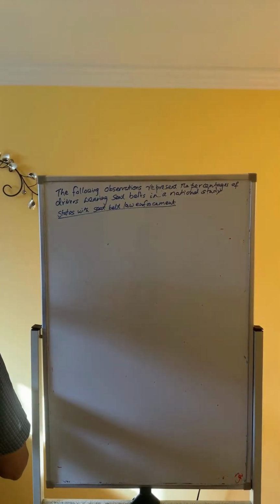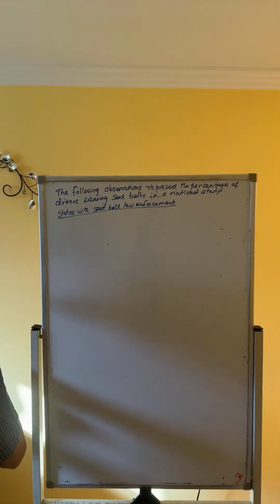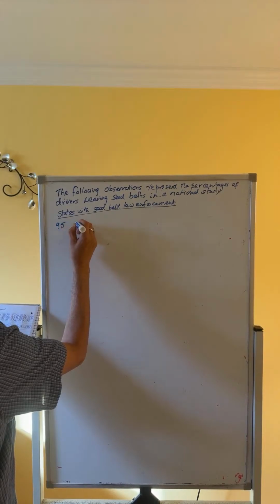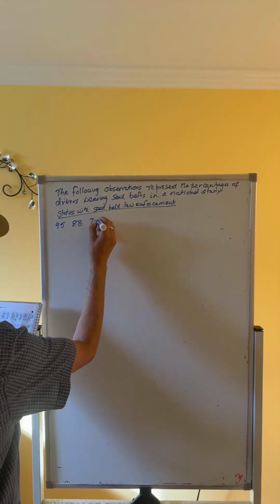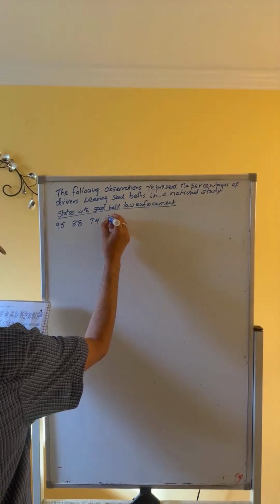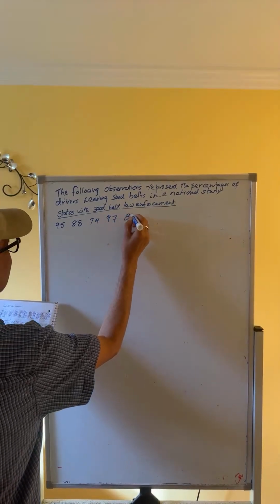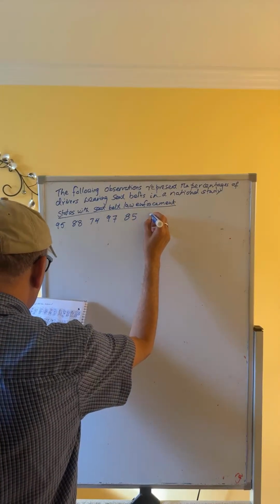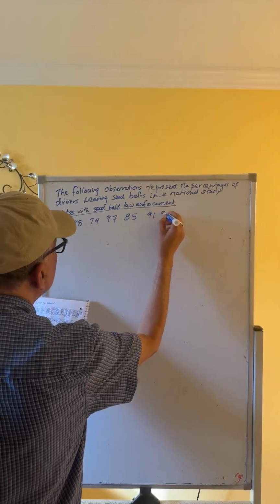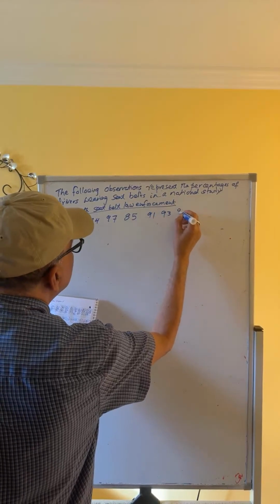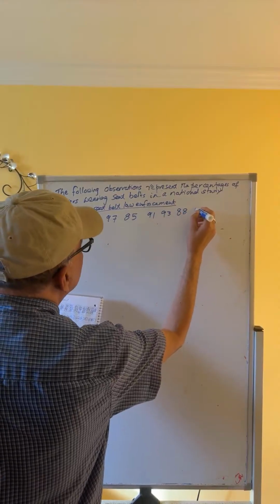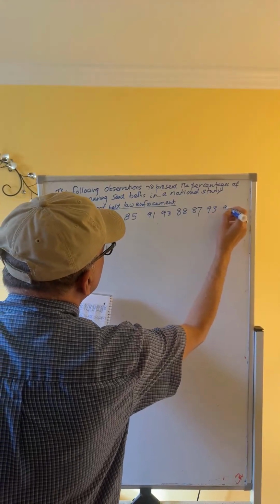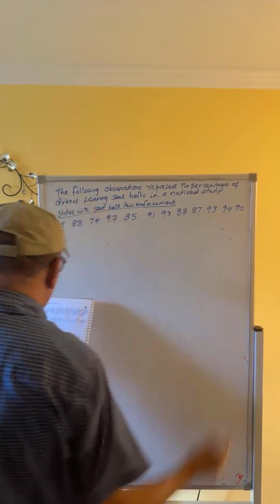And remember, these are percentage numbers. So 95, 88, 74, 97, 85, 91, 93, 88, 87, 93, and 94, and 90.